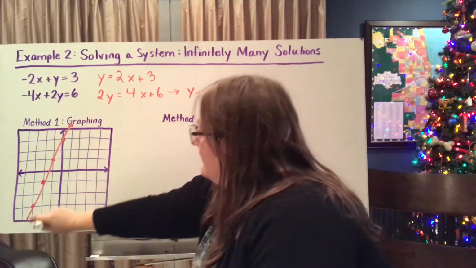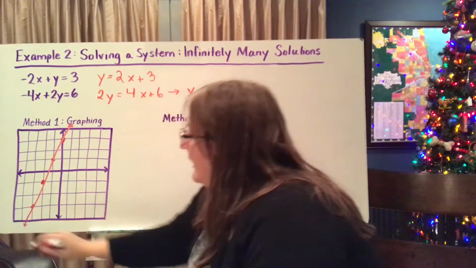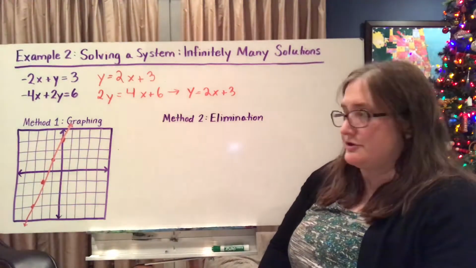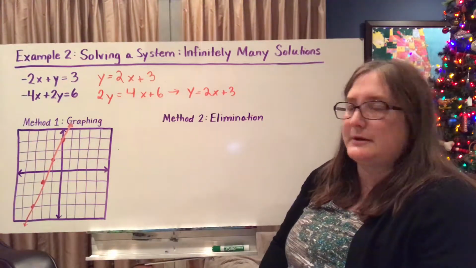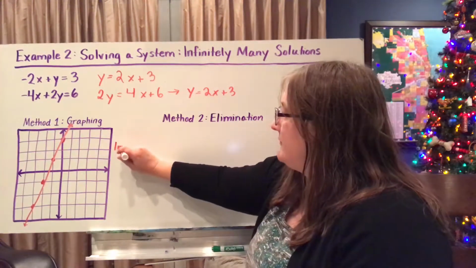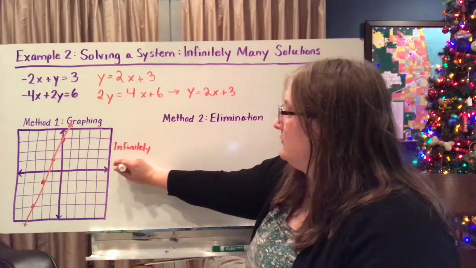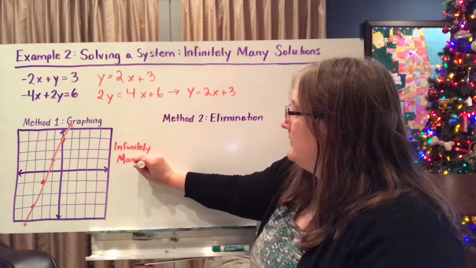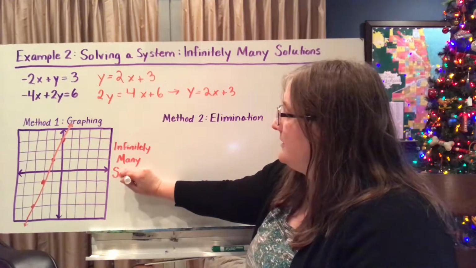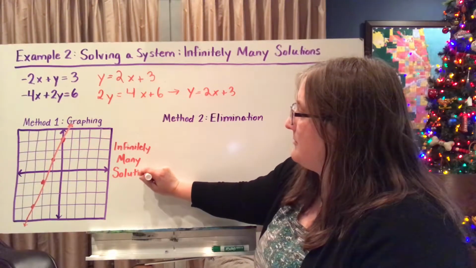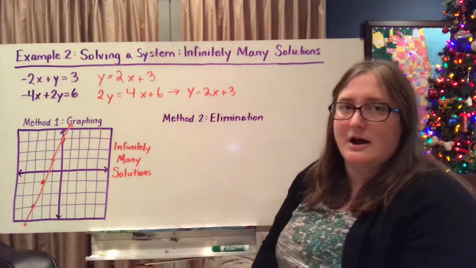Now, because these two lines would lie exactly on top of each other, they're sharing all of the same coordinate points. So here I have infinitely many solutions. Basically, an infinite number of solutions. I could just keep coming up with them since the lines are going on forever.